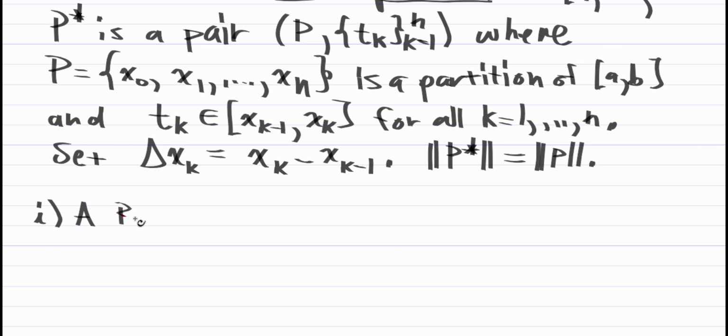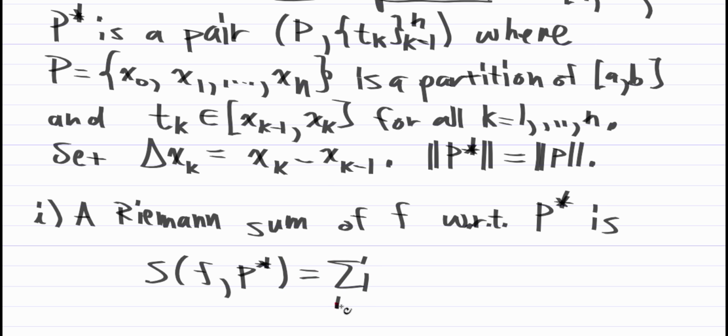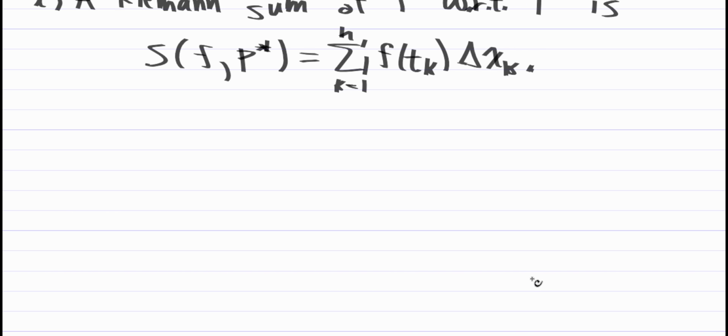Now, a Riemann sum of f with respect to the marked partition P star is S(f, P star) equal to the sum k equals 1 to n. I evaluate f at t_k, and I multiply by delta x_k. Now that's a general Riemann sum. We've seen the upper Riemann sum, lower Riemann sum. This is the general one.